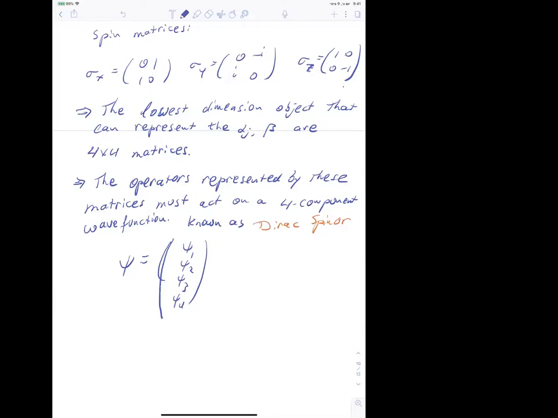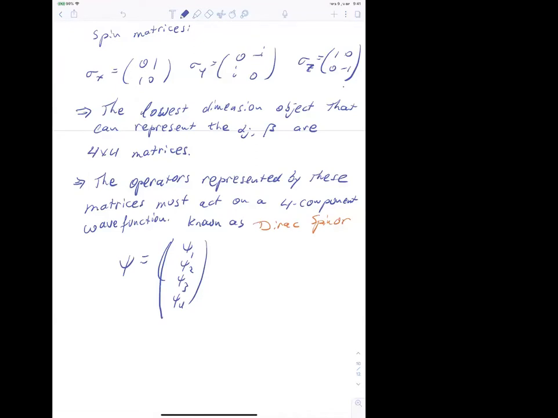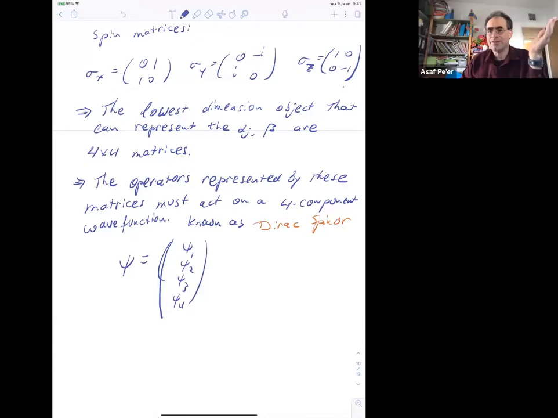Spin up and down particles and antiparticles? Exactly. You see, it's all built in. That's what I told you. That's the magic. You end up with not a single particle.